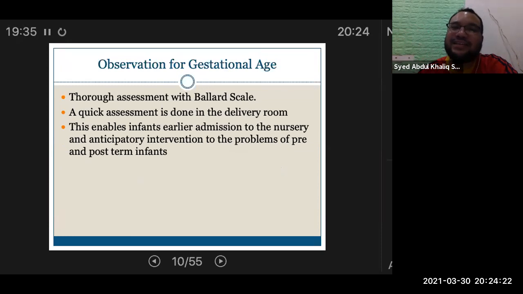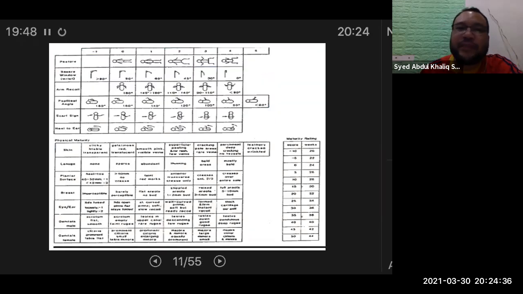How can you assess gestational age? Is by the Ballard score. Ballard score should be done within the first 24 hours. Ideally, it should be done in the delivery room. And sometimes we do reassess again in the ward because sometimes findings may differ. This is the Ballard score. This is not a good photo, but this is what we do.